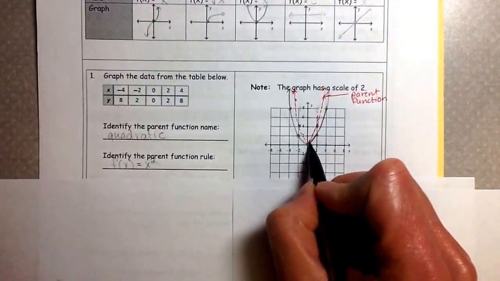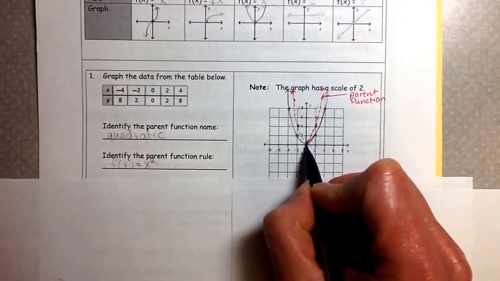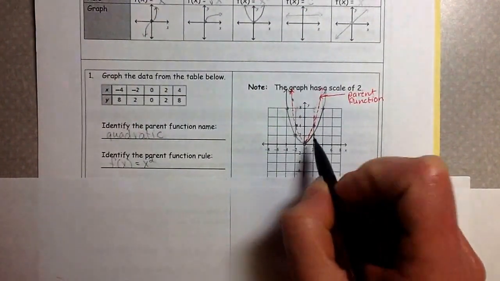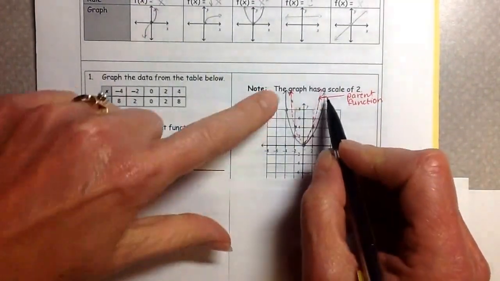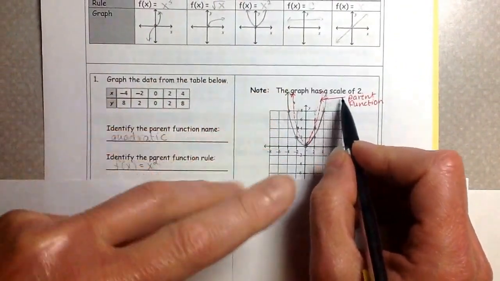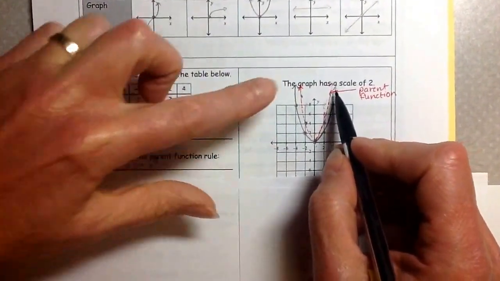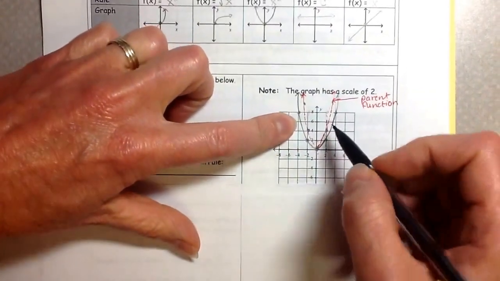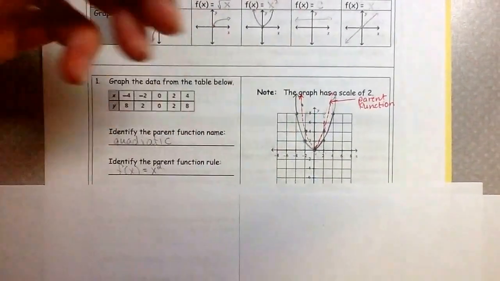If I look at the y-intercept, I know it's not moving left, right, up, or down, so I know it's not going to be a translation. And whenever you look for a transformation, start with the parent function and figure out what's happening for it to get to the new function, or the transformed function.